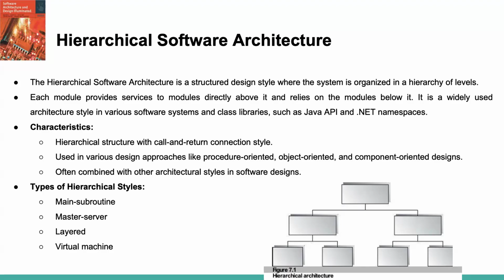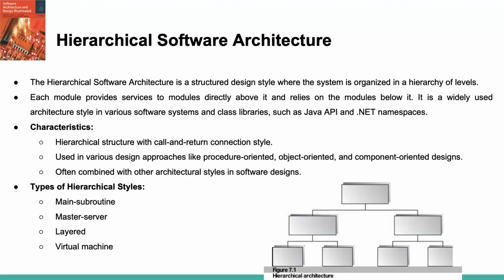Let's discuss some defining characteristics of hierarchical software architecture. Hierarchical structure: the structure itself is a hierarchy, which means it's organized into different levels. Modules connect through a call and return connection style, where each module either calls upon lower modules or returns data to the ones above it.